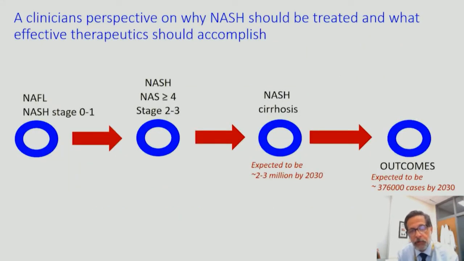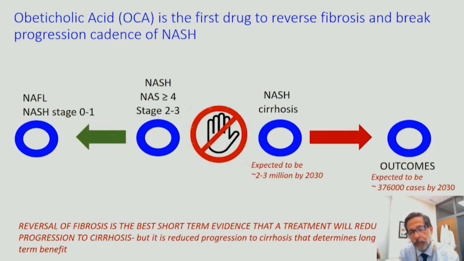Now, from a liver-specific perspective, as the fatty liver disease progresses, we recognize this progression by increasing fibrosis. And once the disease progresses to stage 2 or higher, the likelihood of liver-related morbidity and mortality increases. It is currently expected that by the year 2030 in the U.S., there will be about 3 million people with NASH cirrhosis and almost 400,000 people living with end-stage decompensated liver disease. And so the goal of treatment, therefore, is to reverse the progression of the disease to cirrhosis, because once you get cirrhosis, liver-related mortality increases significantly.